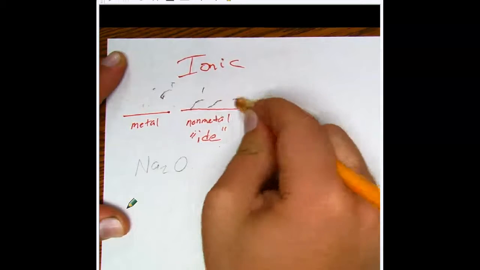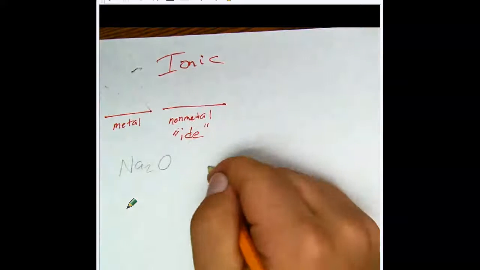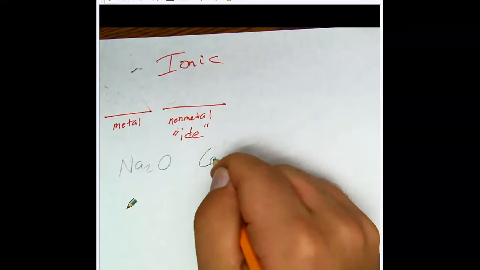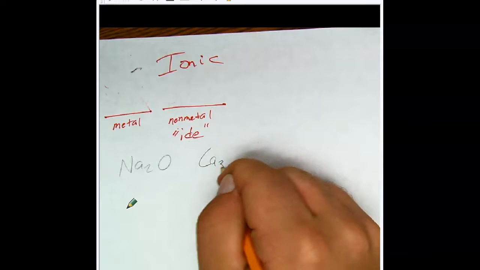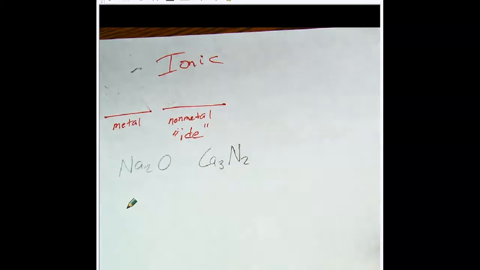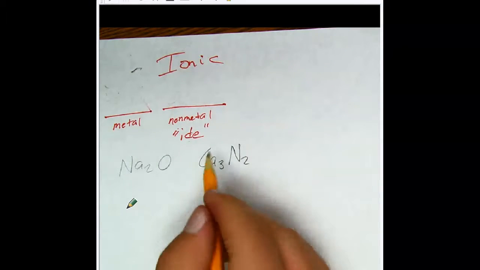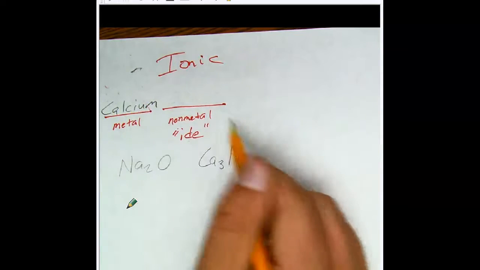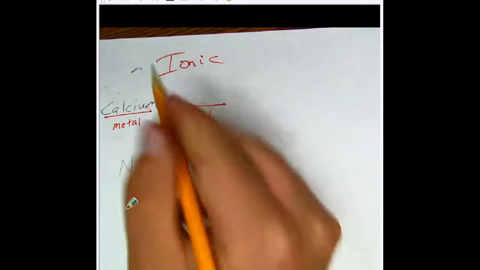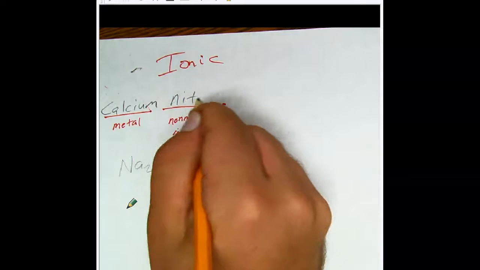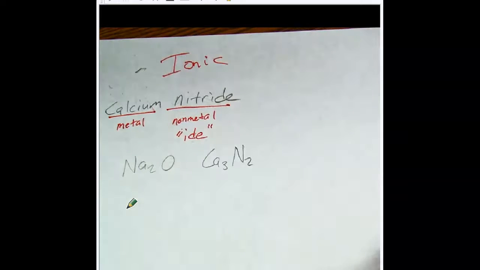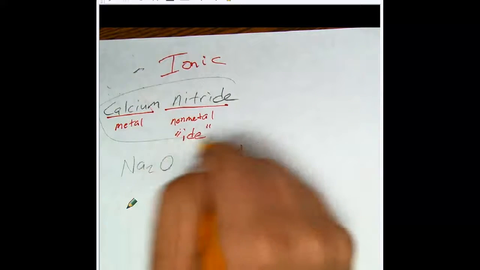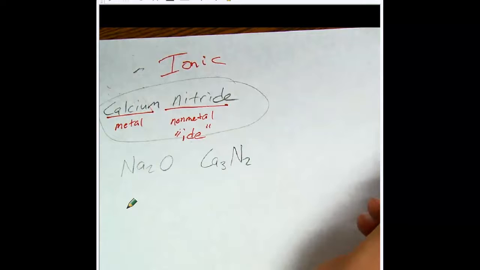Let's do another example. Let's do Ca3N2. My metal is Ca, so that's just calcium. Now my nonmetal is nitrogen. Nitrogen turned into IDE would be nitride. And that's how you name them. That's all you got to do.